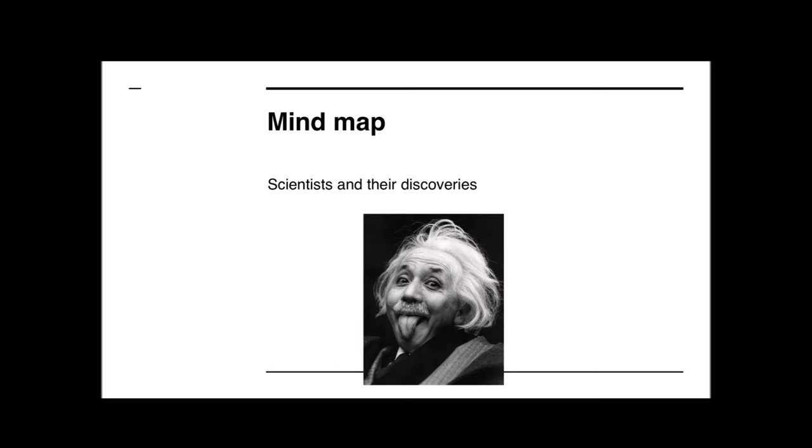He's one very famous person. I don't know if you know who he is. Niels Bohr is a famous scientist, I think, in modern history. And Niels Bohr was a physicist from Denmark, of all places, and died in 1962. And he made lots of discoveries, you know? And so maybe you can do a mind map of scientists and their discoveries.